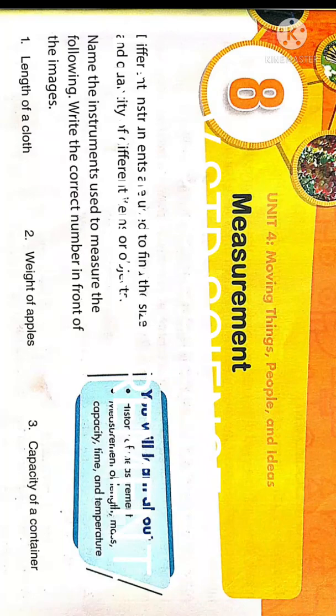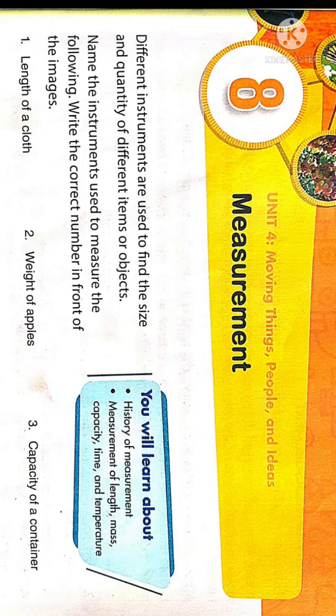Different instruments are used to find the size and quantity of different items or objects. Name the instruments used to measure the following. In our daily life we are using so many items or objects. So how are we going to measure them? We are using various instruments. For example, we use a measuring tape to measure length, a weighing balance to measure mass, and a measuring cylinder to measure the capacity of a container. Okay.